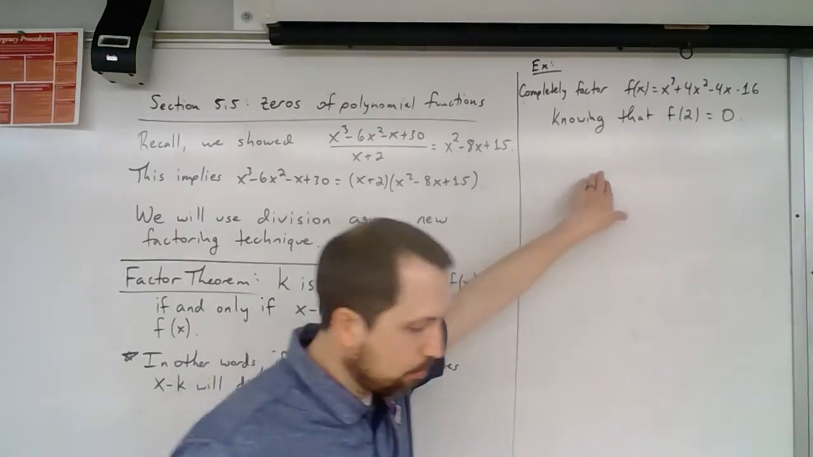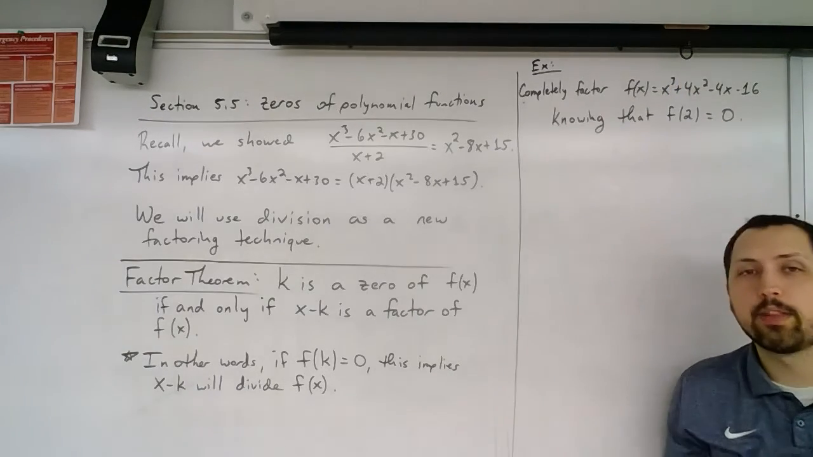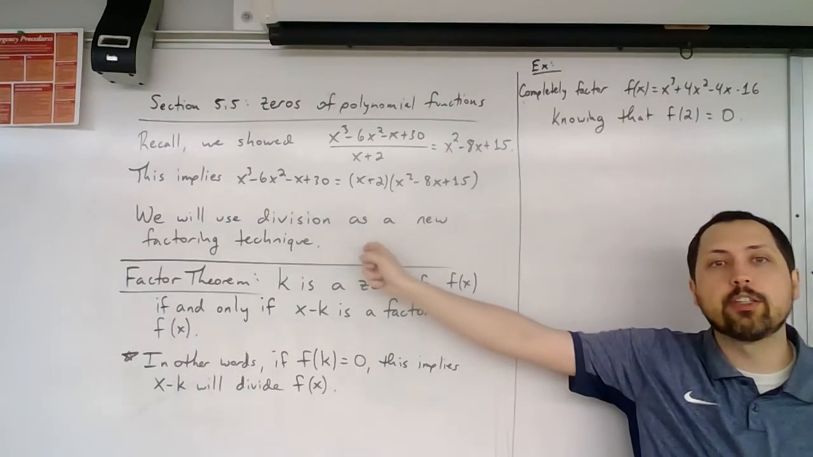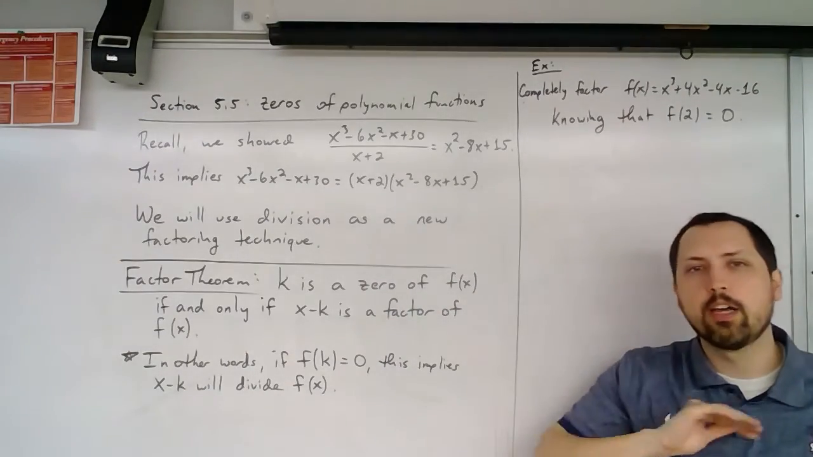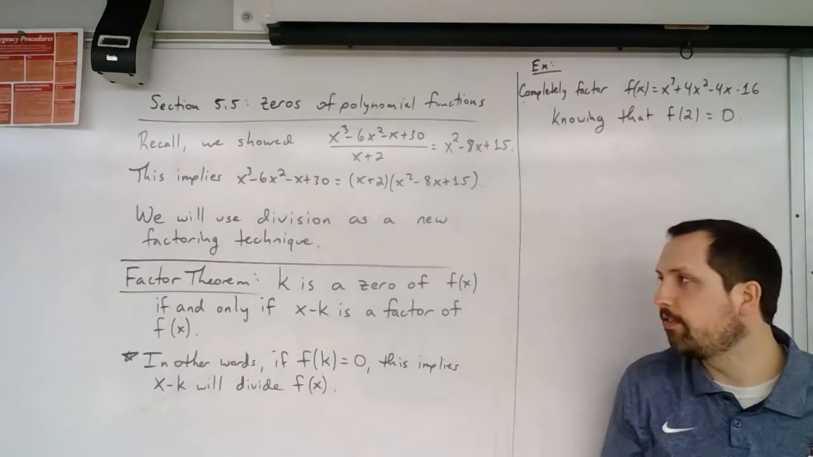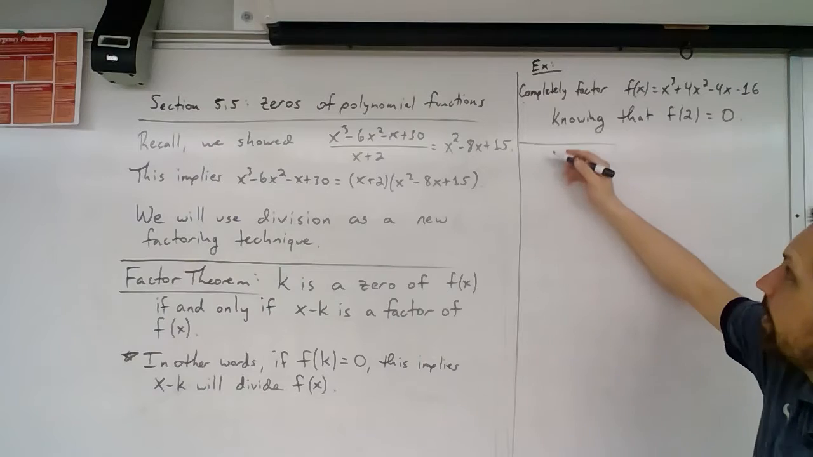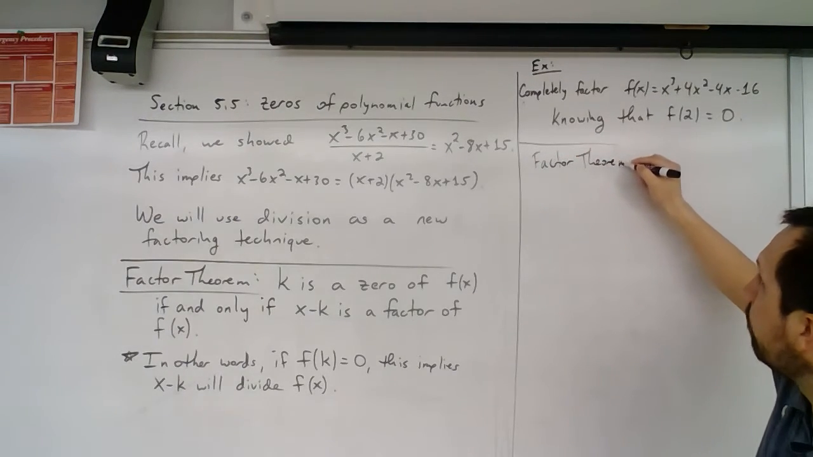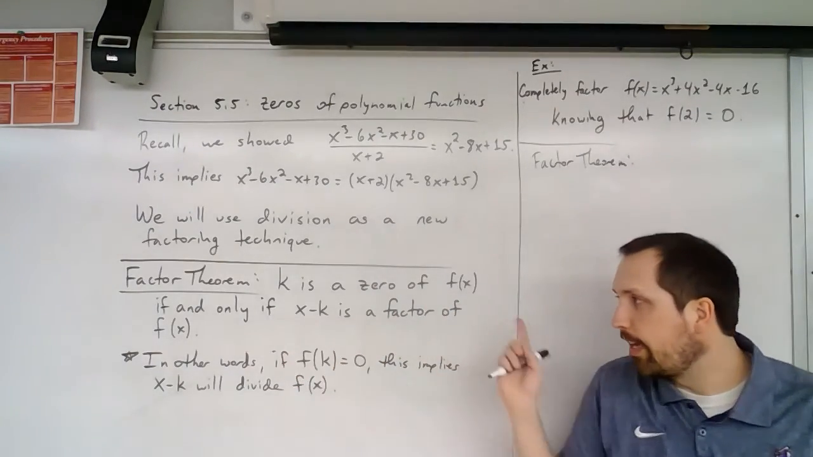So let's take a look at this example over here. We want to completely factor f of x equals x cubed plus 4x squared minus 4x minus 16, knowing that f of 2 is equal to 0. We would like to use this factor theorem and use division as a technique. Yes, technically you can use other factoring techniques on this, but we'd like to learn how to work with division. Okay, so what we have for this is our factor theorem, which says that k is a 0 if and only if x minus k is a factor.